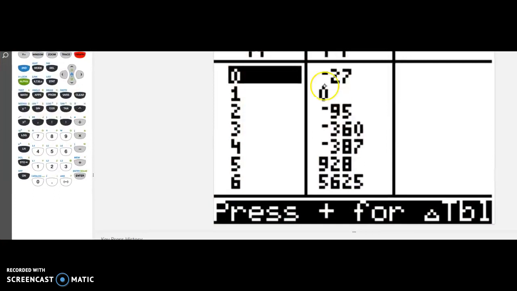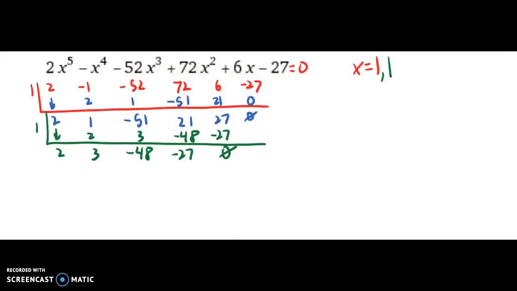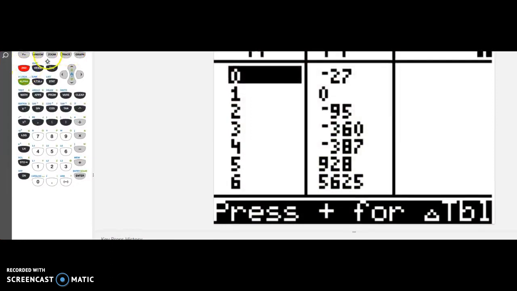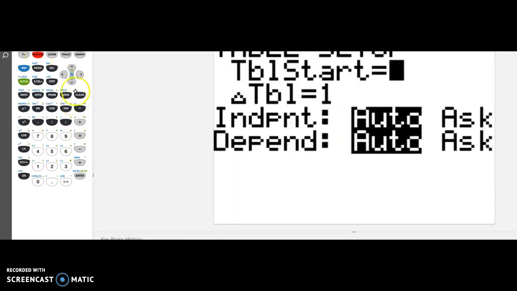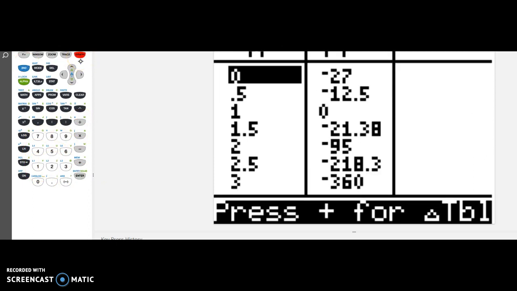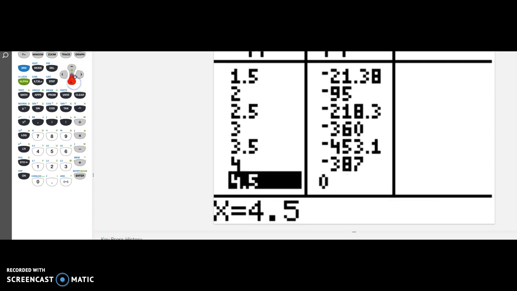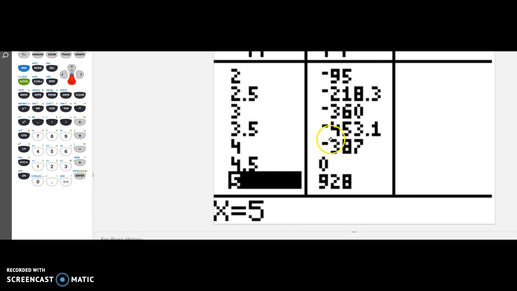Going back here again, I can see that between x equals 4 and x equals 5, it switches from a negative to a positive, so there has to be a root in there. And the leading coefficient is 2, so I'll go back to the graphing calculator and change the delta table to 1/2. Second table set, I always want it to start at 0, and now delta table will be 1/2. We'll look back at the table again, and I'm going to scroll down. And so there is one of the solutions between x equals 4 and 5.